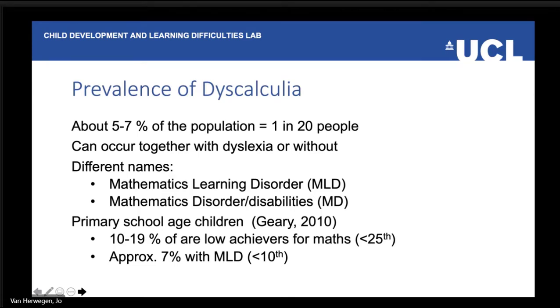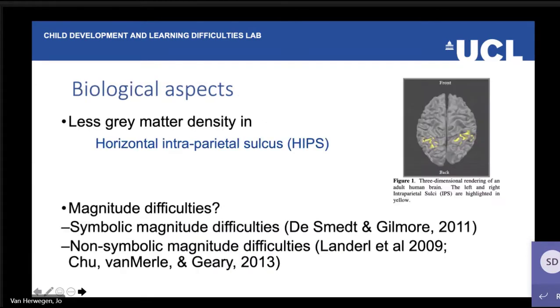But then we have the children who have MLD, mathematical learning difficulties, or developmental dyscalculia, and these two are used interchangeably most of the time, and that's approximately 7%. The difference between these children is that the MLD children will maintain difficulties more than 6 months down the line. So they remain, whereas low achievers could go up or are not as profound.